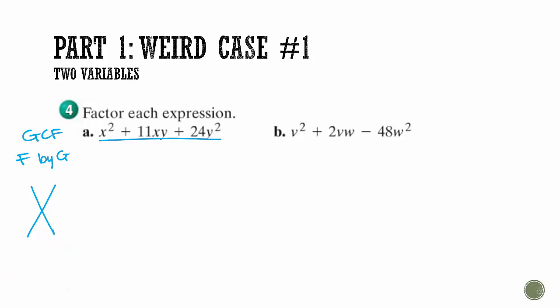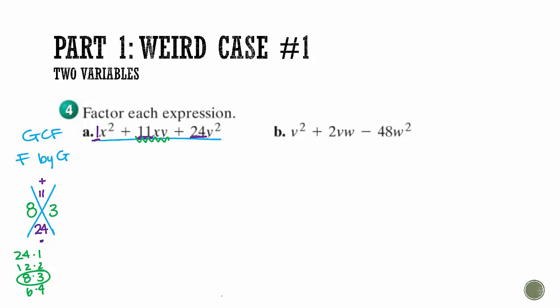You need two numbers. They still have to add to make the number in the middle, which is 11, and they got to multiply to make the first and the last term together. So 1 times 24 is 24, and then you rack your brain. The numbers that make 24 are 24 and 1, 12 and 2, 8 and 3, and 6 and 4. And 8 and 3 will add up to 11. So those are the numbers I'm going to use to break this middle term up.